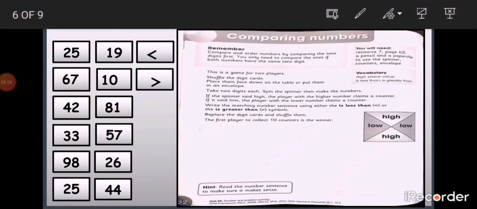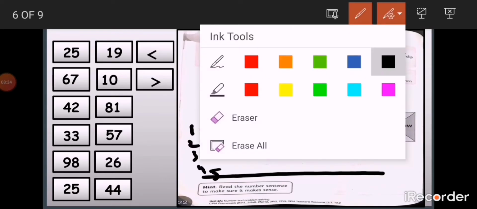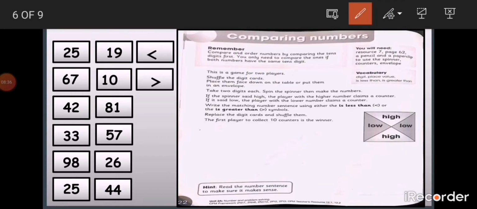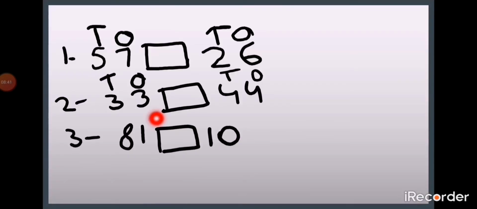On this page, there is a lot of space here. And you will make 1, 2, 3, 4 and 5 number sentences here. So do your work on this space. Now I have made my third number sentence. Now I'm putting the place value.